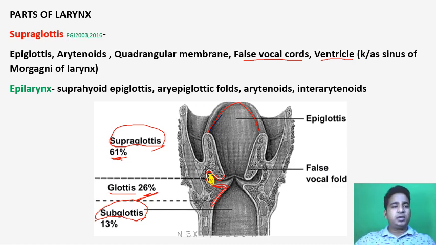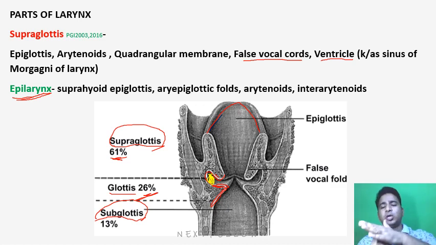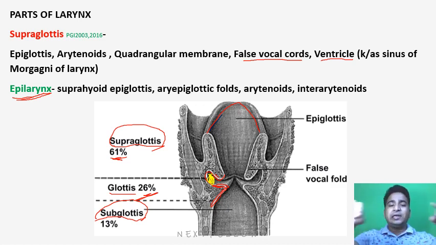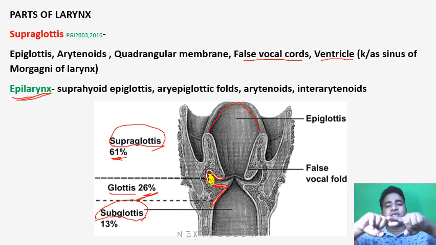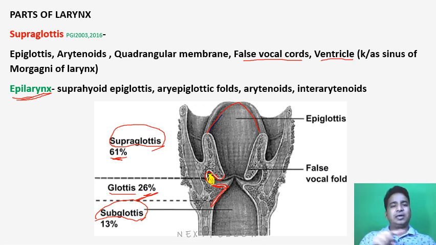Now there is one other term which is known as epilarynx. So what is this epilarynx? See, epilarynx is the area we call it when the epiglottis falls over the arytenoids. So that laryngeal inlet is known as epilarynx, consisting of firstly the arytenoids, then the aryepiglottic folds, then the interarytenoid area, and the suprahyoid epiglottis.